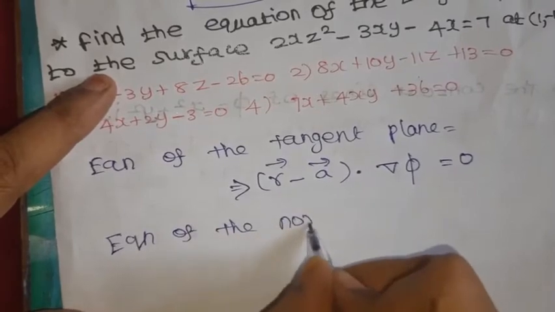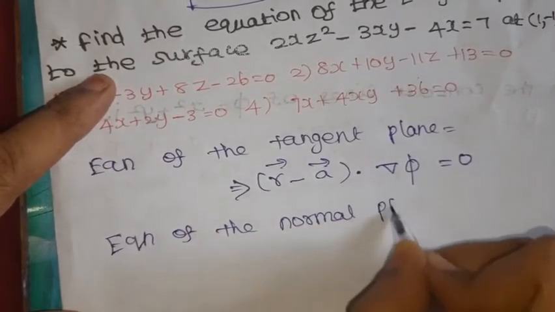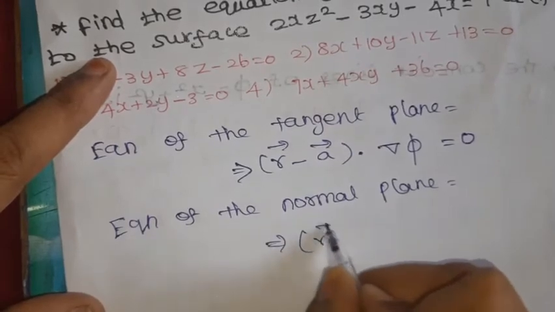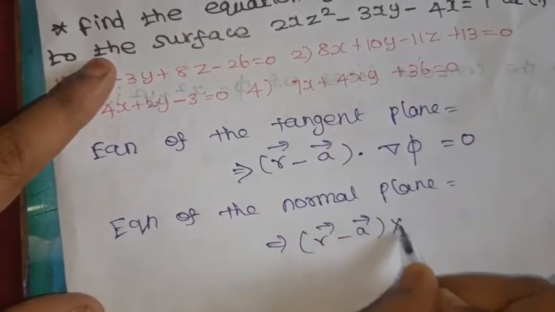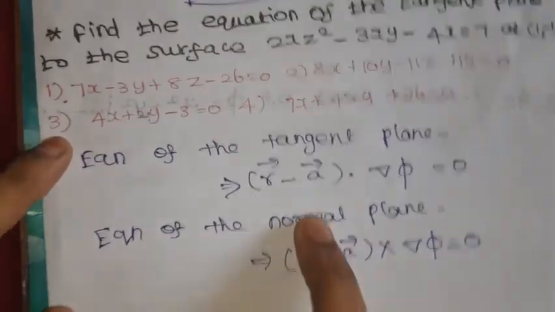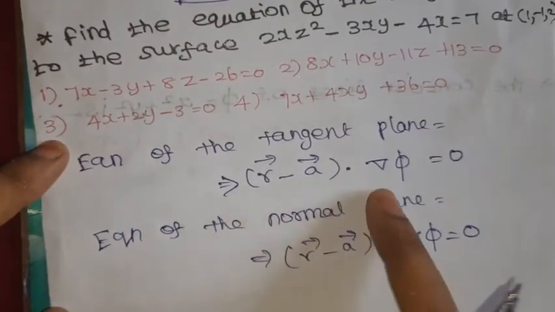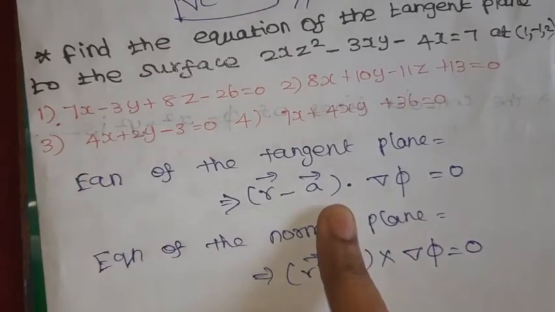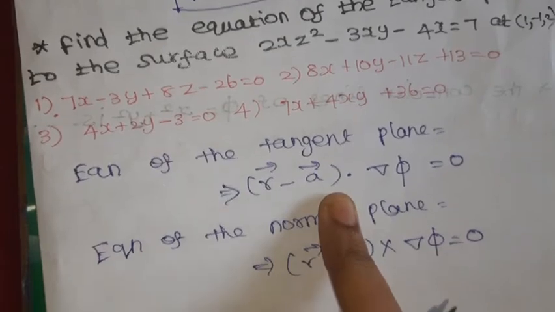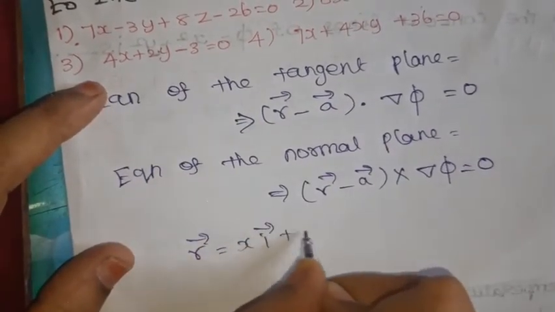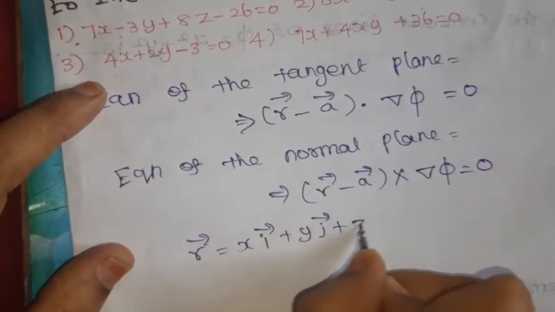Then we have the equation of the normal. If in case it is asked in some other problem, what is the equation of the normal? (R vector minus a vector) cross product del phi equal to 0. So the equation of the tangent plane is nothing but (r minus a) dot del phi equals 0. Now we are going to do this only. Okay. So r vector we know. What is that r vector? xi plus yj plus zk.